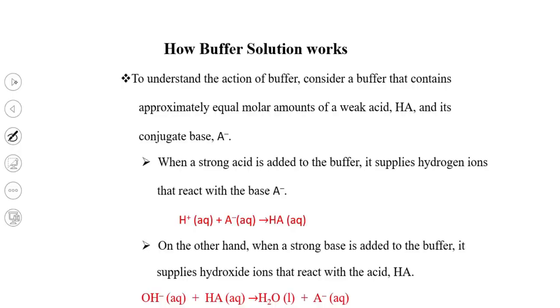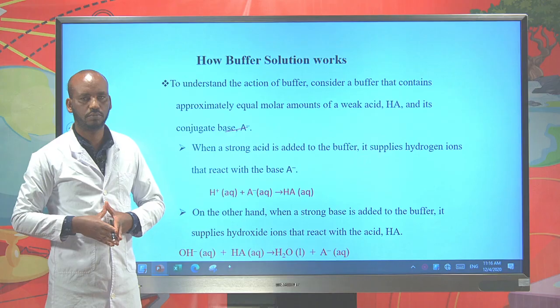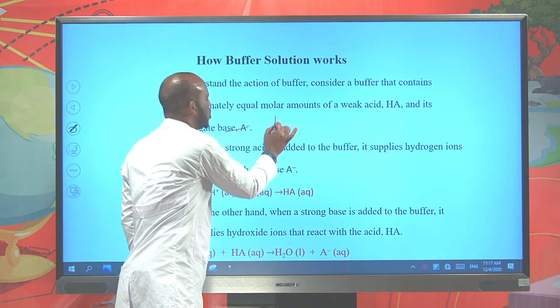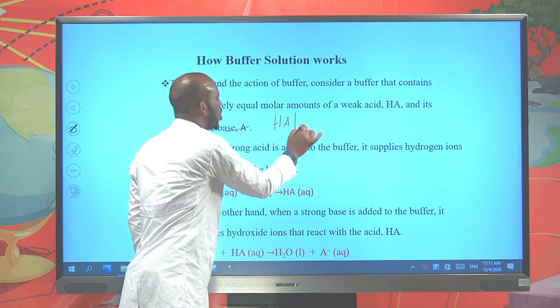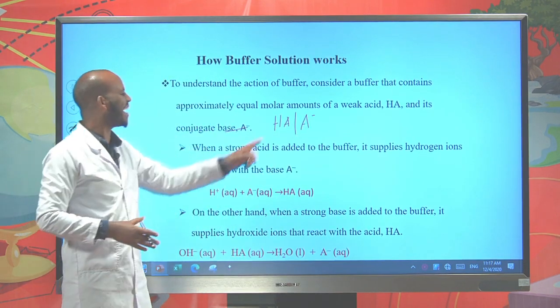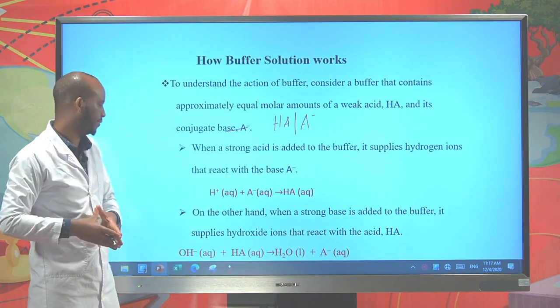To understand the action of a buffer, consider a buffer that contains approximately equal molar amounts of a weak acid, HA, and its conjugate base, A minus. Consider a buffer solution that contains a weak acid HA and its conjugate base A minus. Now this buffer solution is an acidic buffer solution.